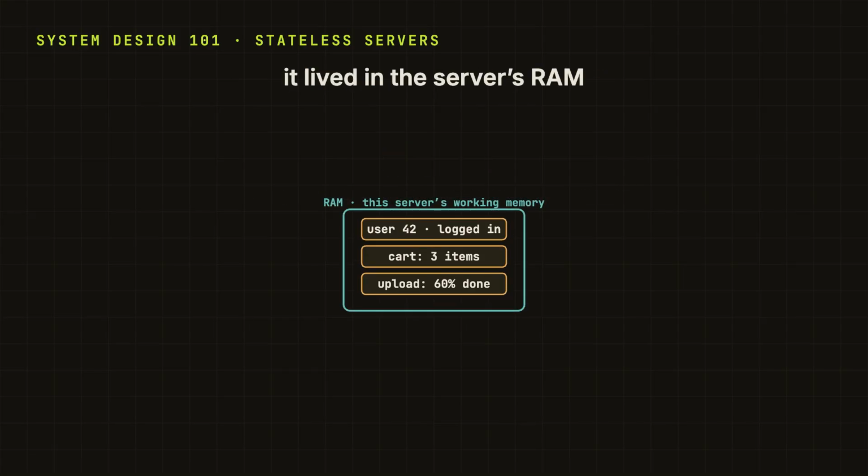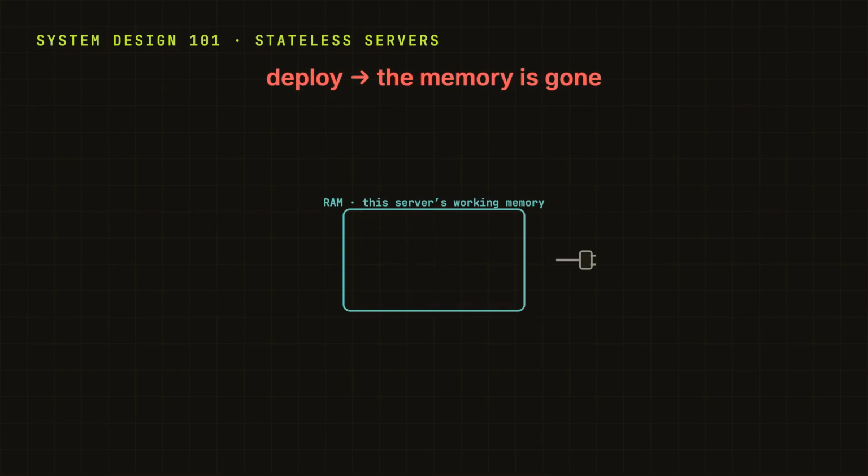And where was it living? In that one server's RAM. Its working memory. Fast, easy, and gone the instant the server restarts. So when you deployed, the new process started with an empty memory. And every "user 42 is logged in" note just vanished.